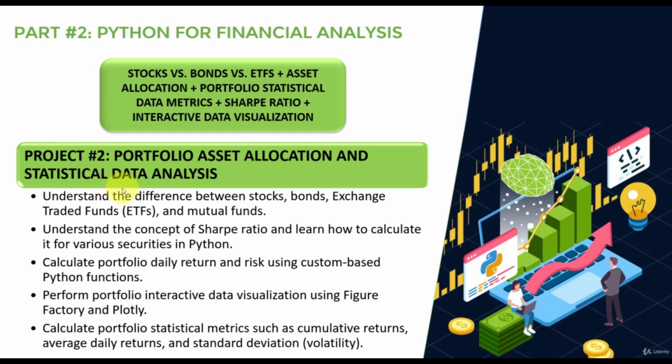So in project number 2, we will shift gears a little bit. We will learn how to perform portfolio asset allocation and statistical data analysis in Python. So before we cover the programming aspect, I wanted to give you guys kind of a background into what is the difference between stocks, bonds, exchange traded funds or ETFs, and also mutual funds. We will also learn about the concept of Sharpe ratio and how to calculate it in Python.